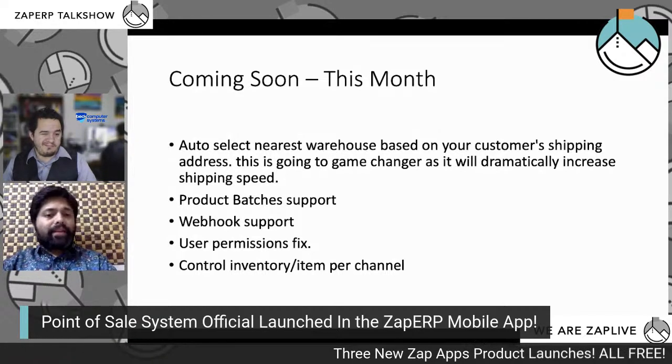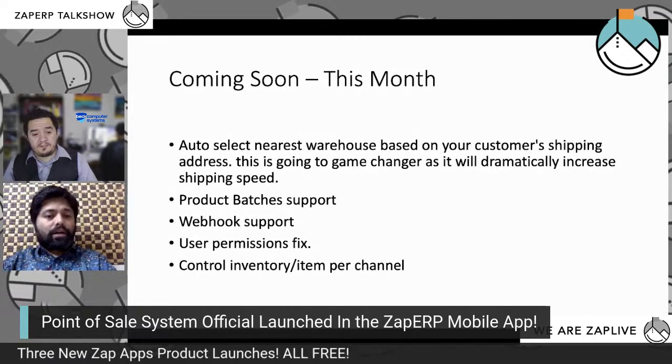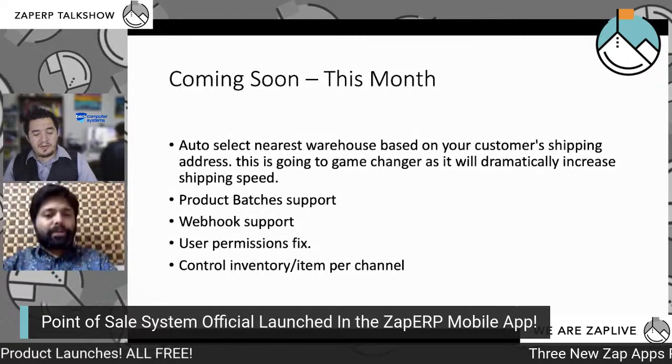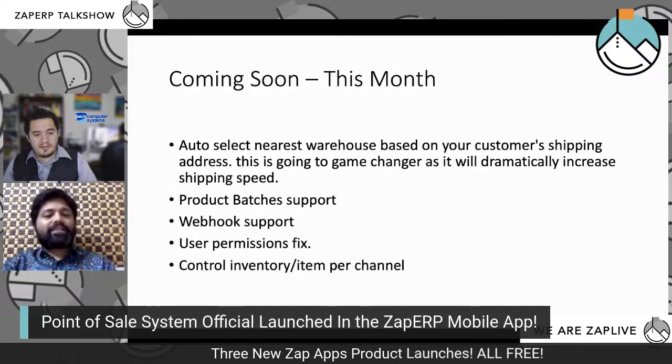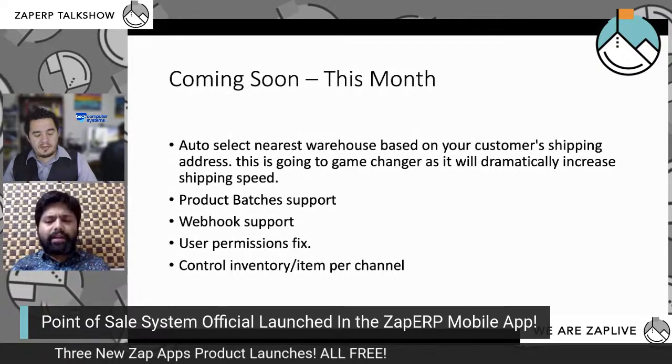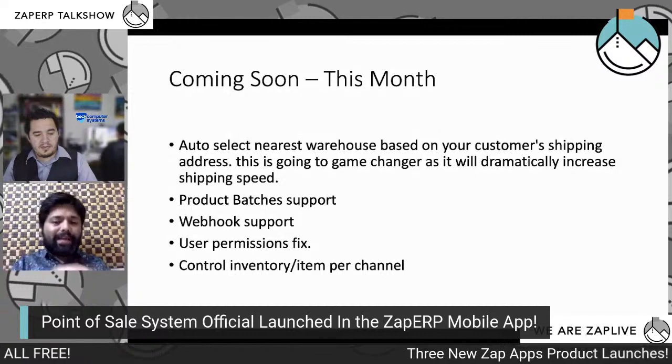And then the last update, the major update, is inventory item per channel. This is actually already released. It's not coming soon, it's already released. And I think I already mentioned that you can now control the item that you would like to sync with Amazon versus Shopify.